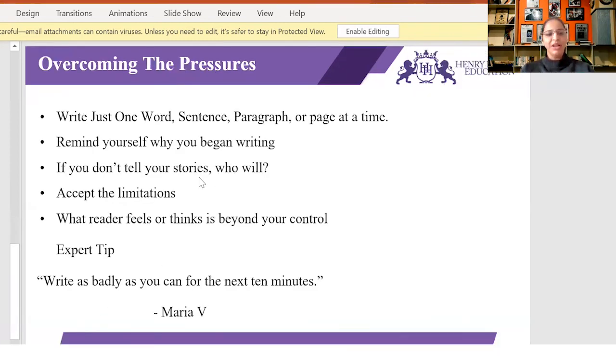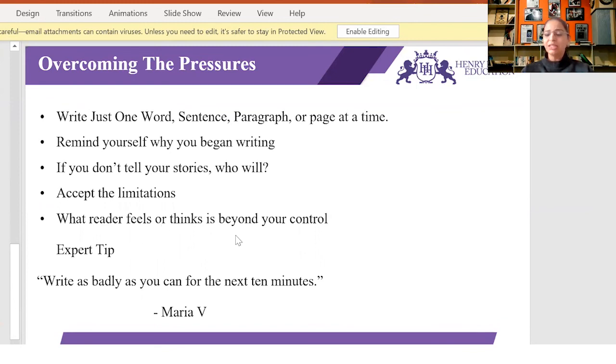Coming on to overcoming the pressure. Now, if you're not able to write anything, just go to your gallery and start captioning your pictures, right? Best idea, true. It's okay to write just one word. It's okay to write just one sentence. One paragraph, one page, whatever. Remind yourself why you began writing. You want to share your imagination. If you don't share your imagination, who's going to do this? Accept that you cannot be good in everything. As a writer, you may lack somewhere, and it's absolutely okay. You can't be perfect. There is nothing called a perfect writer.